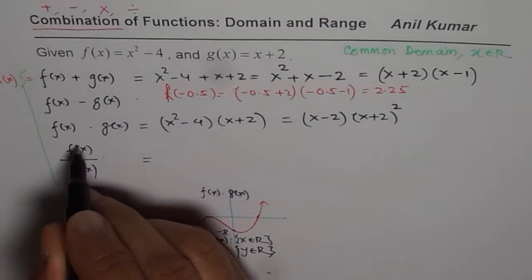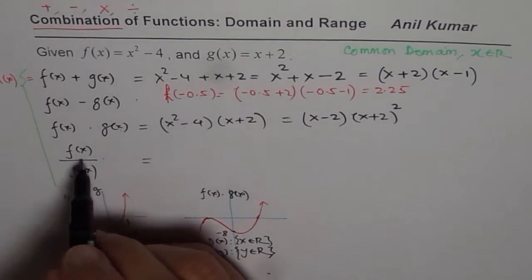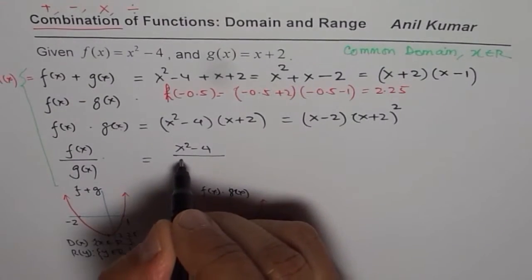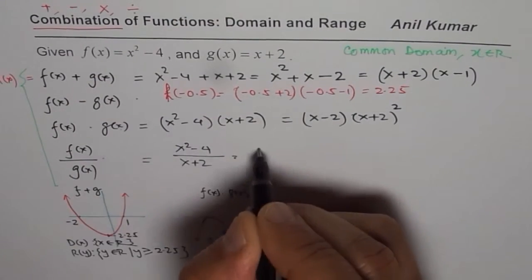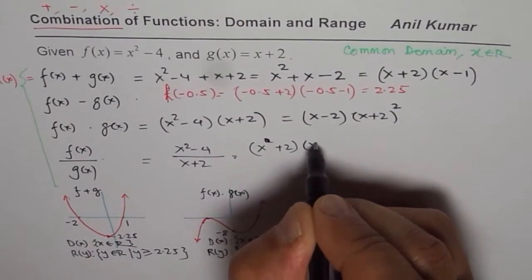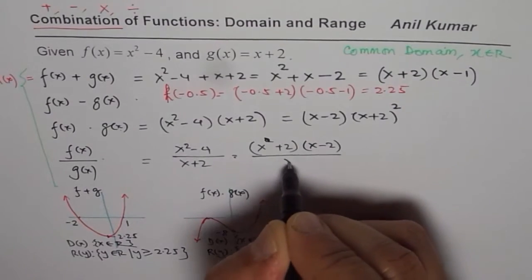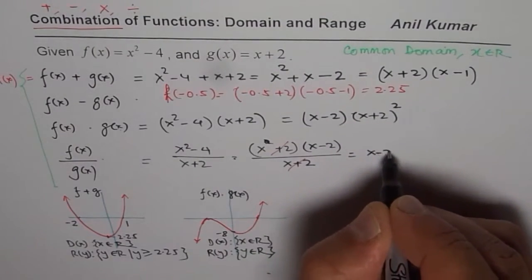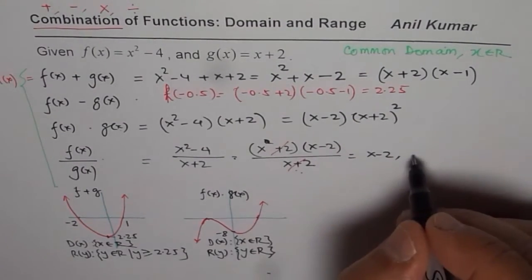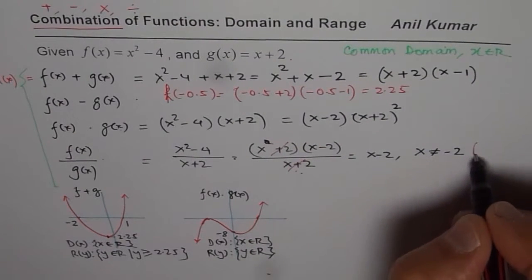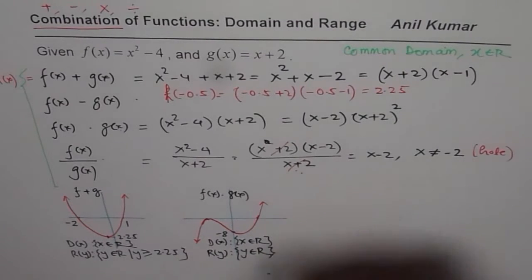Now let us consider f of x over g of x. f of x is x squared minus 4. g of x is x plus 2. We could factor and write this as x plus 2 times x minus 2, divided by x plus 2. Now x plus 2 cancels out. So you are left with x minus 2, and of course there's a restriction that x is not equal to minus 2. That actually gives us a hole, right? Because they cancel out.